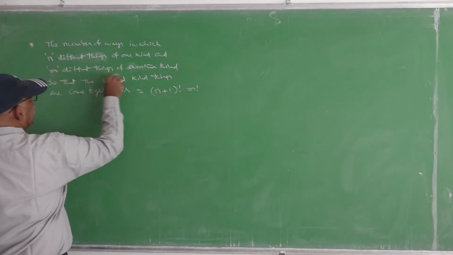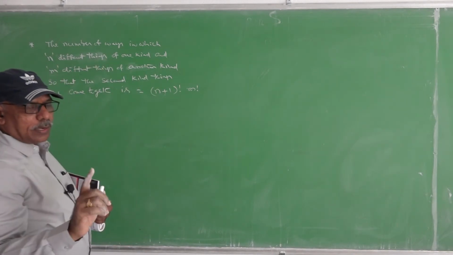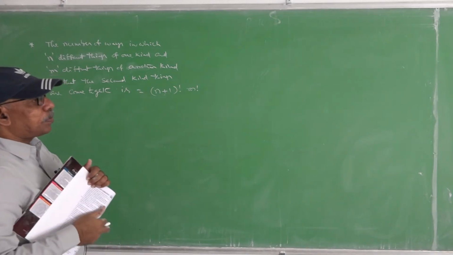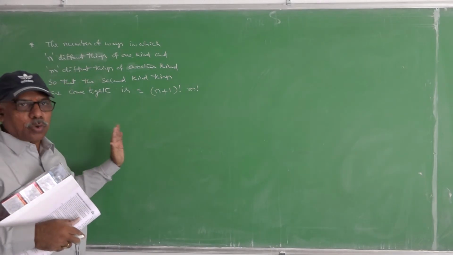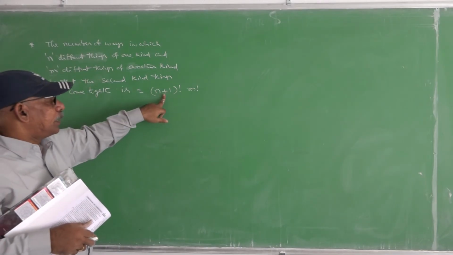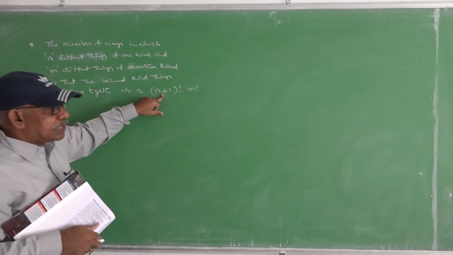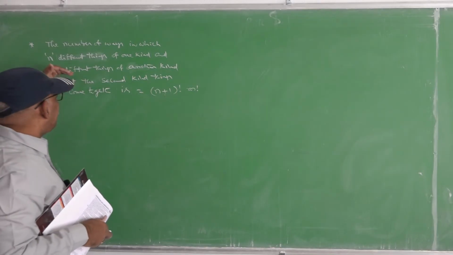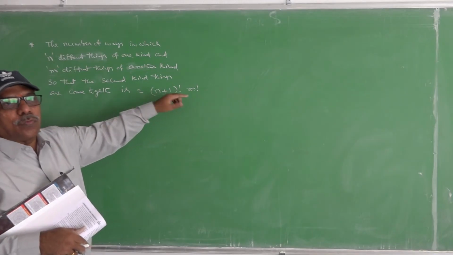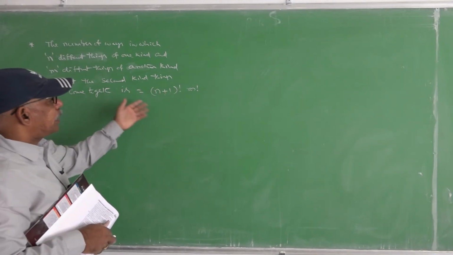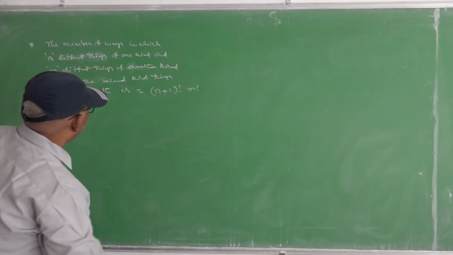Initially, choosing all these second kind things as one thing, so that the total number of things becomes n plus 1, arrange n plus 1 things in a row, taking all n plus 1 things at a time. The arrangements are n plus 1 factorial. In each such arrangement, internally these m different things can be arranged in m factorial ways. This is the internal arrangement of each such arrangement. Hence, the required number of arrangements is n plus 1 factorial into m factorial.